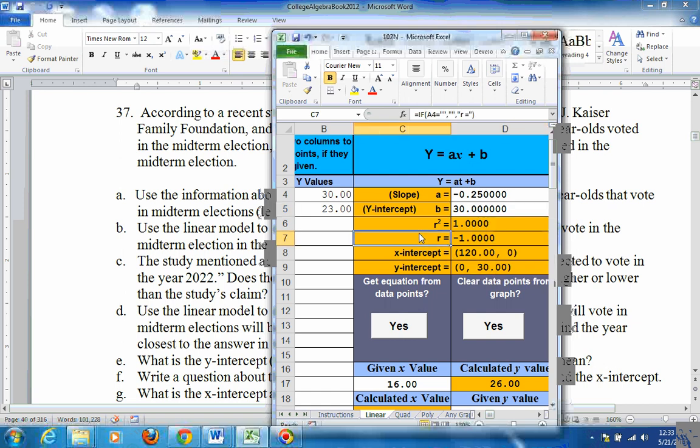The correlation coefficient is -1 because there's only 2 data points, and that line hits both of those data points, so it's an exact correlation, and that's only due to the fact that we only have 2 data points. Here's your x-intercept. This means 120 years after 1974, no 25-year-olds are supposed to vote, and this means at the start, 1974, that's the starting time, 30% voted.